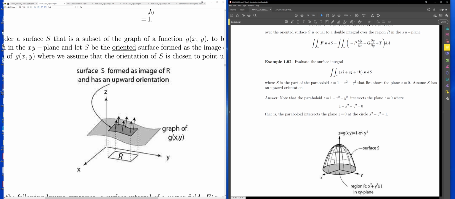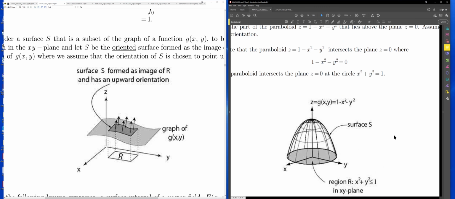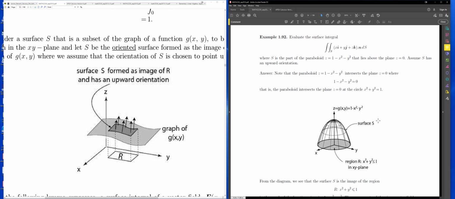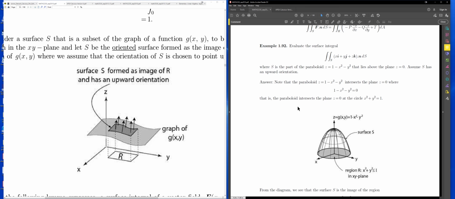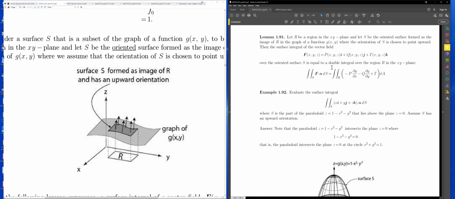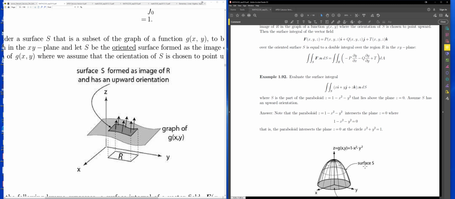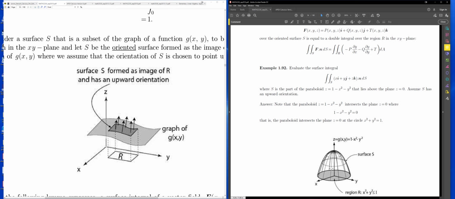Okay, so that's the diagram there, of the paraboloid 1 minus x squared minus y squared that lies above the plane z equals 0. Now we're going to use this formula here with the g of xy. Part of this is that I already have what the S is: the part of the paraboloid. I have what the g of xy is because that's given to me: z equals g of xy. And what I would need is the region R.